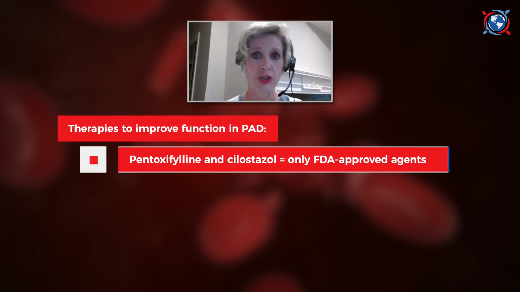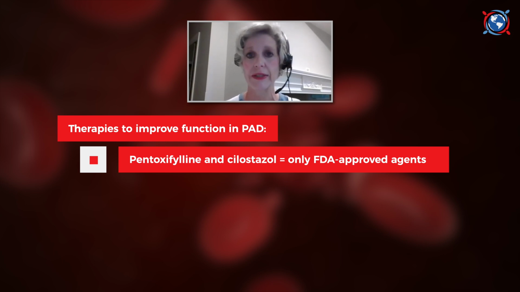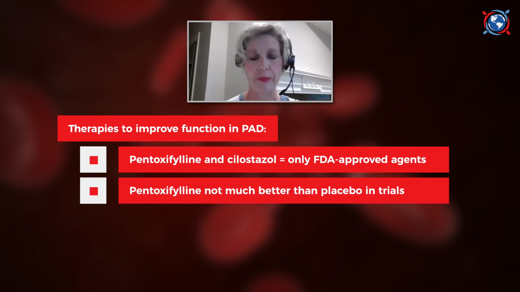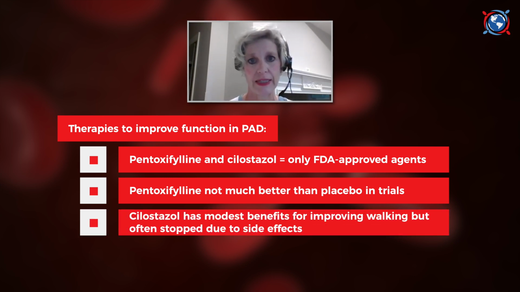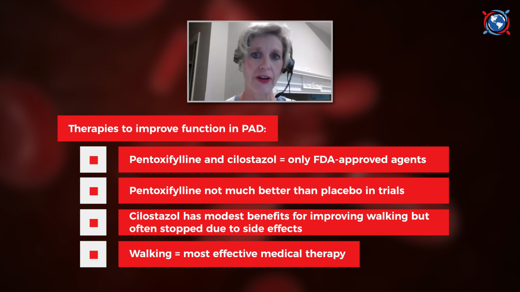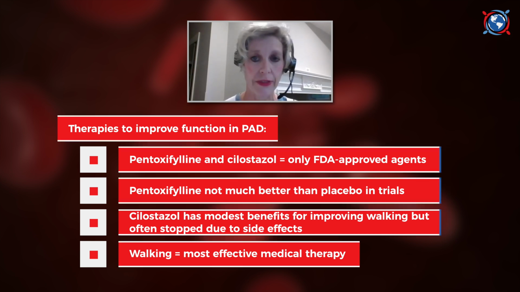With regard to improving functioning in PAD, there are only two FDA-approved therapies, pentoxifylline and cilostazol. However, recent evidence regarding pentoxifylline shows that it's really not much better than placebo. Cilostazol, the second FDA-approved medication for PAD, has modest benefits for improving walking in people with PAD and is frequently stopped due to side effects. Walking exercise is by far the most effective therapy to improve walking performance in people with PAD. That is by far the most effective medical therapy.